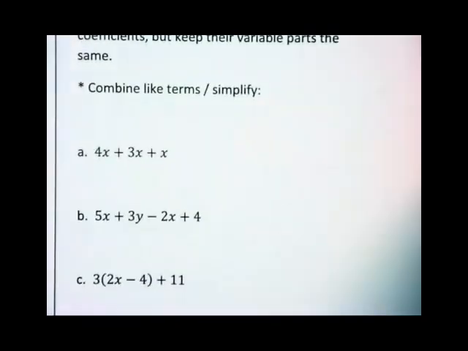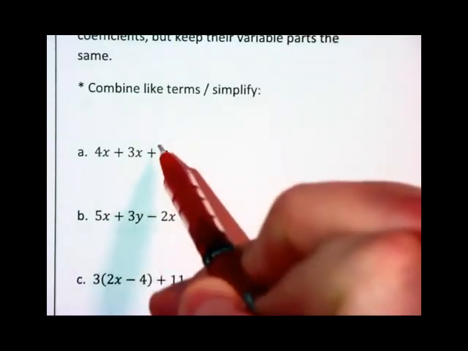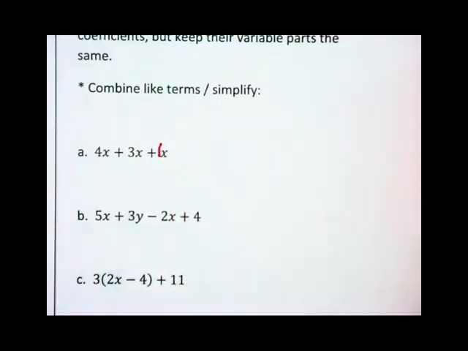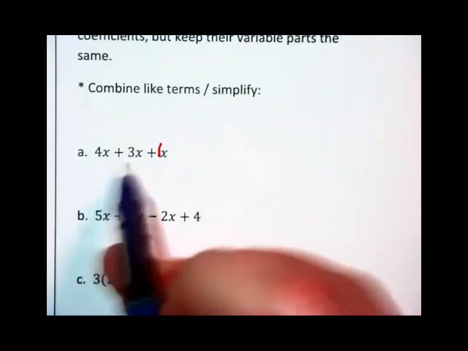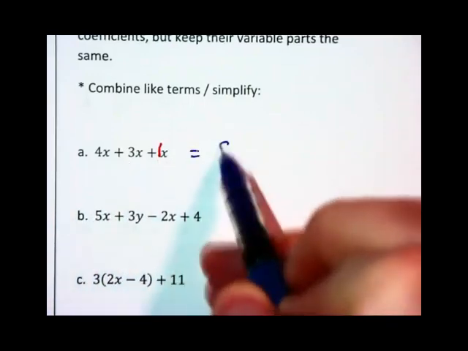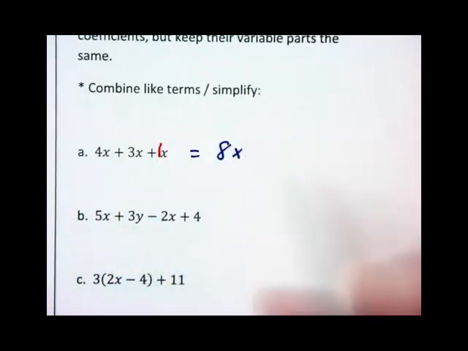When we have 4x plus 3x plus x, there's an understood 1 in front of that third x. And so 4 plus 3 plus 1 makes 8 of the x's.